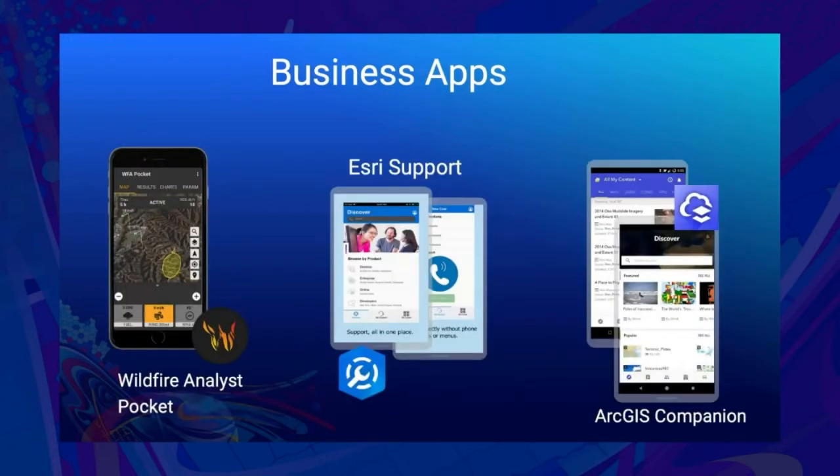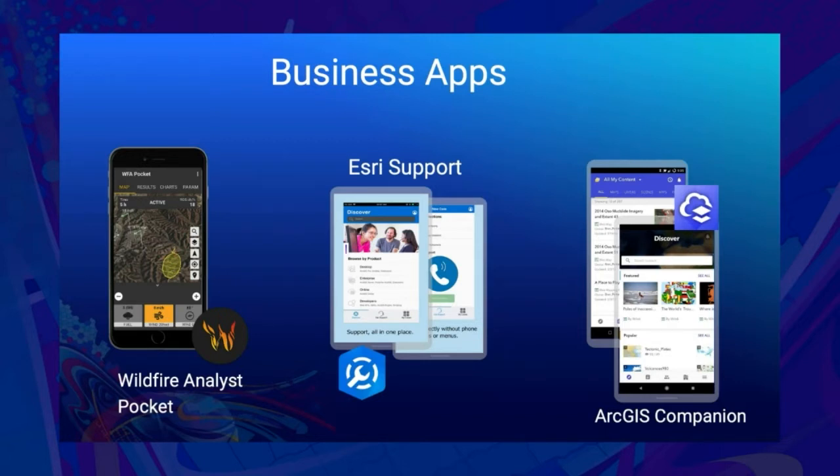There's also business apps. Think of a business app as something that you might typically do in a browser or on a desktop application, but then you want to bring it onto a mobile device. The Wildfire Analyst Pocket's an interesting one. That was built by our partner TechnoSilva, where they let you model where a wildfire is going to go right on a mobile device. So you can choose the location, the slope, the wind, and it'll tell you where a wildfire might propagate, where it might go.